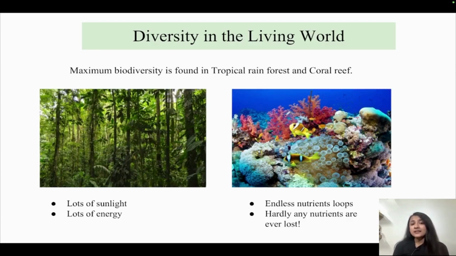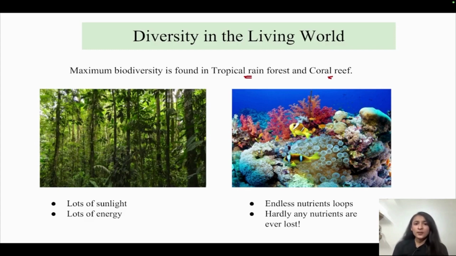So the maximum biodiversity is found in the tropical rainforest and coral reefs. This is the image of a tropical rainforest and this is the image of a coral reef. So why are tropical rainforests and coral reefs so abundant in biodiversity? Why do they have so many species of organisms present over there?